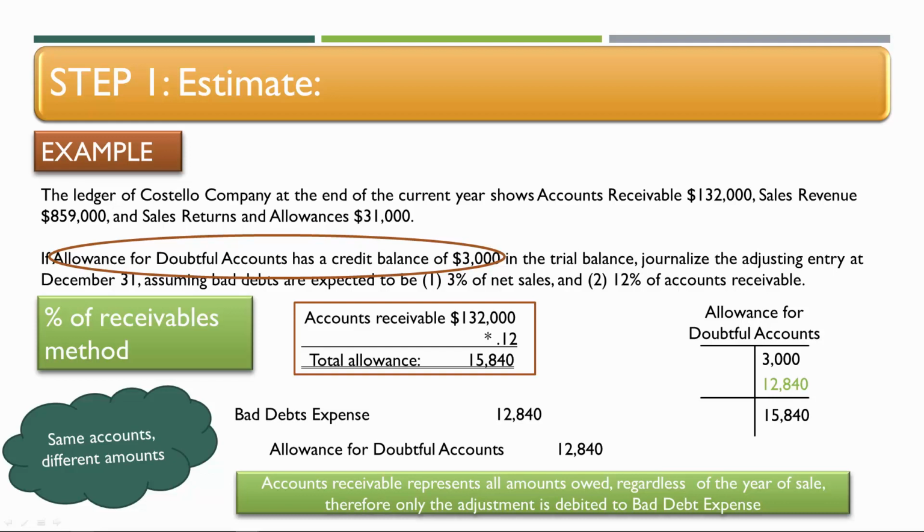So again, a company will choose one of the two methods. A lot of times in the problems and assignments, they have you do both, but in reality, a company would only choose one of those two methods to figure out what their estimate is for that allowance for doubtful accounts.